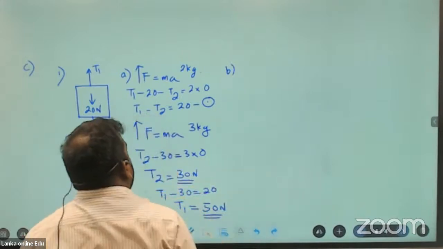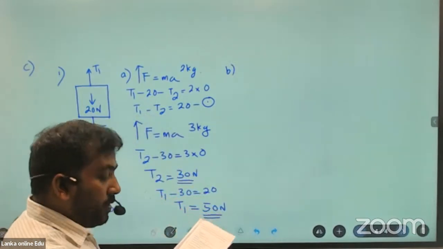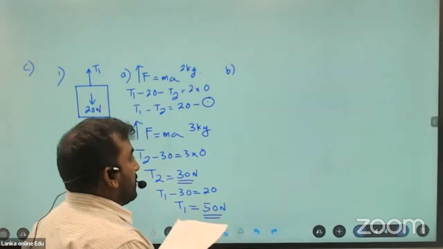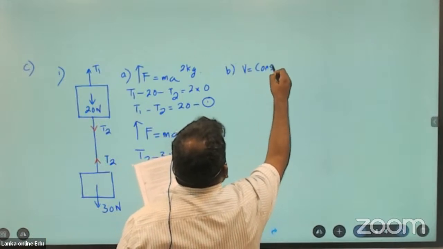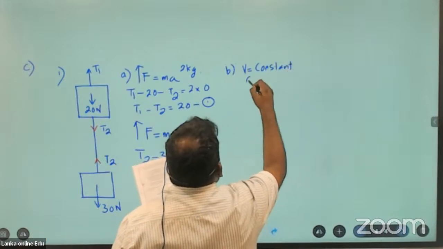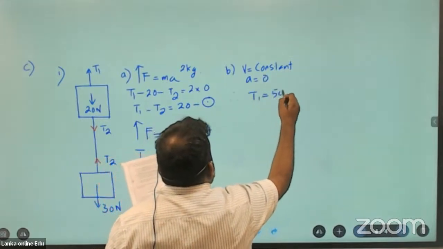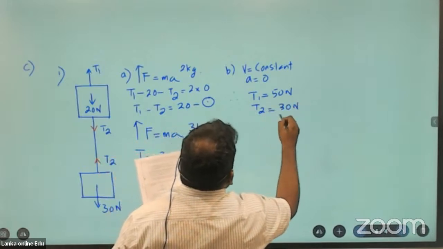Part B. When they are moving with a uniform velocity, remember uniform velocity means acceleration is 0. So tension will be the same. Constant velocity means acceleration is 0. The same answers: T1 is 50 Newton, T2 is 30 Newton. There you go.